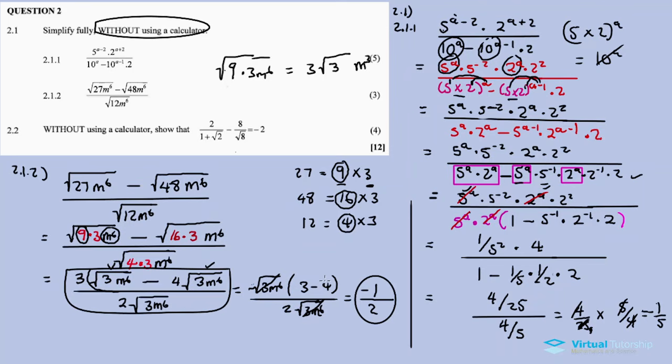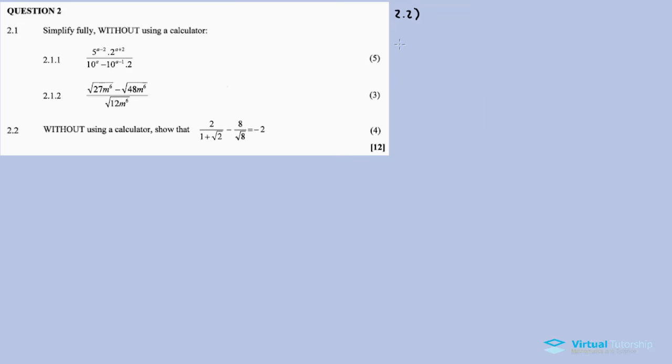Okay, my board is messy. Let me just erase, and then we can do 2.2. Okay, 2.2 without using a calculator. Show that this left hand side is equal to this right hand side. The difference between these two fractions is equal to minus 2. So therefore let's simplify the left hand side to show that it's also equal to the right hand side, which is negative 2. So this question involves surds. Yes, it involves surds, so we must apply the surd laws here.